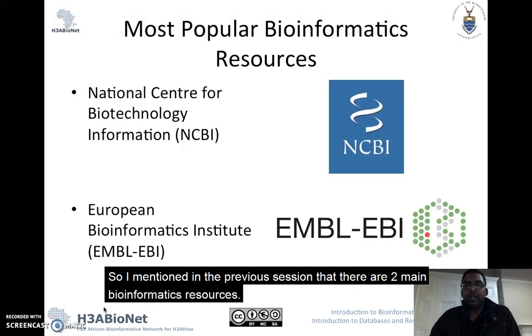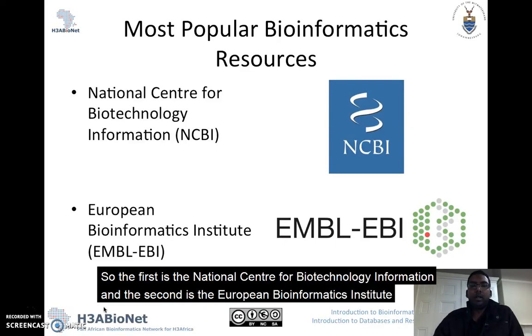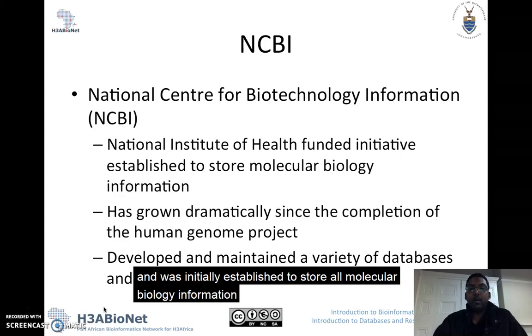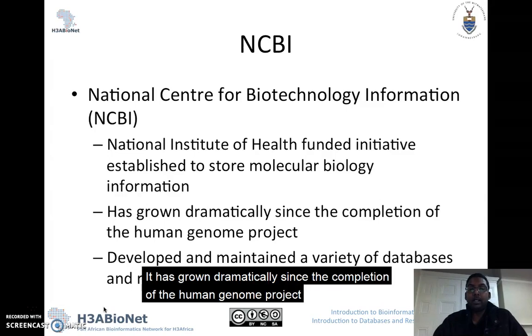So I mentioned in the previous session that there are two main bioinformatics resources. The first is the National Center for Biotechnology Information, NCBI, and the second is the European Bioinformatics Institute, or EBI. So let's have a look at these two resources in a bit more detail. The NCBI is actually funded by the National Institutes of Health and was initially established to store all molecular biology information. It has grown dramatically since the completion of the Human Genome Project.